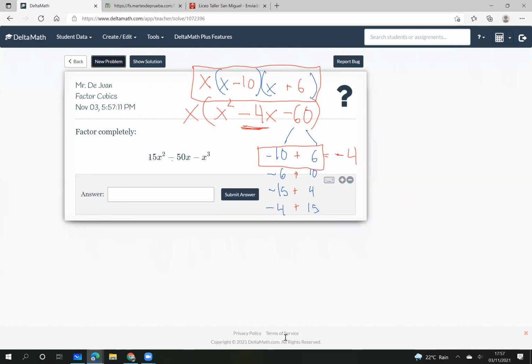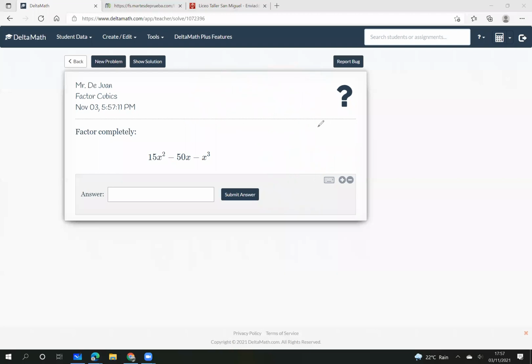Seguimos un poco. Uy, mira este. Ok. Como ya te digo, hay que tener las variables de lo más grande hasta lo más pequeño. Y esto no está así. Entonces lo tenemos que reescribir un poco más fácilmente. Negativo x a la 3 más 15x a la 2 menos 50x.